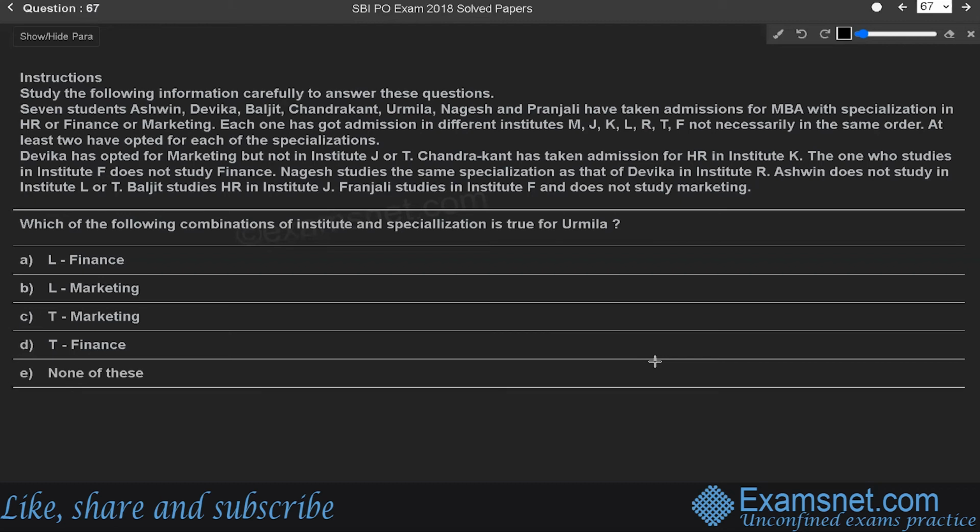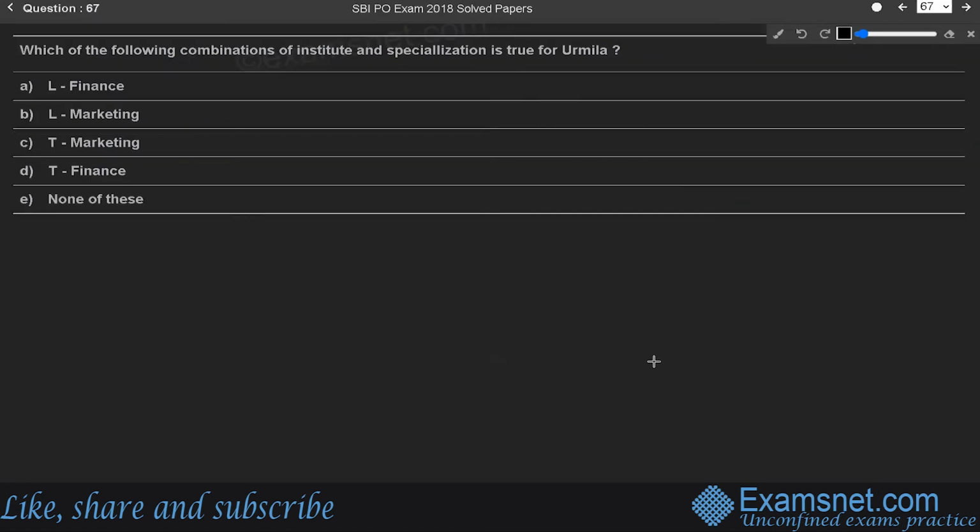So according to all the given information here, we know that we can form a table which consists of person, institutes, and their specialization.